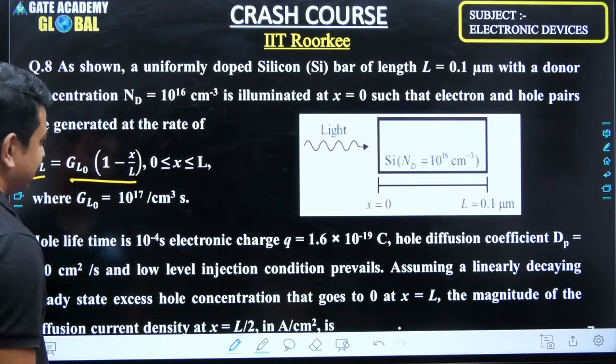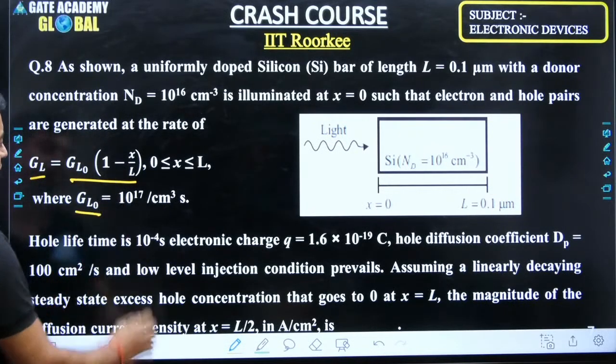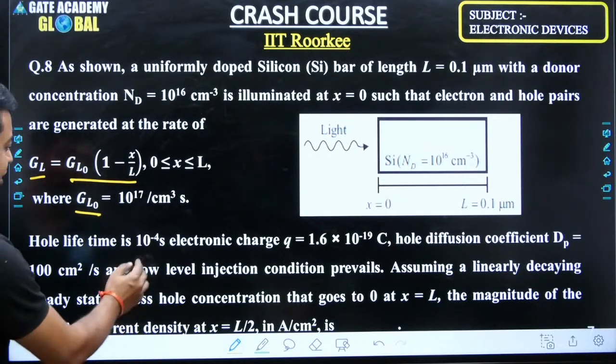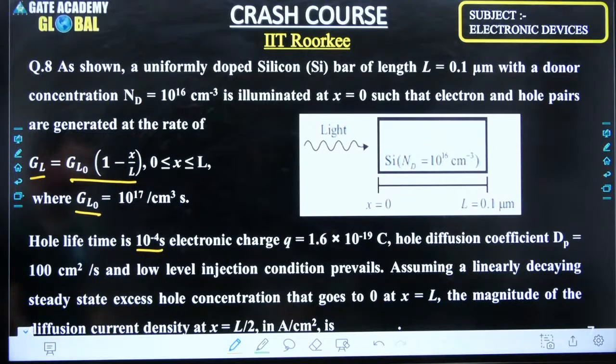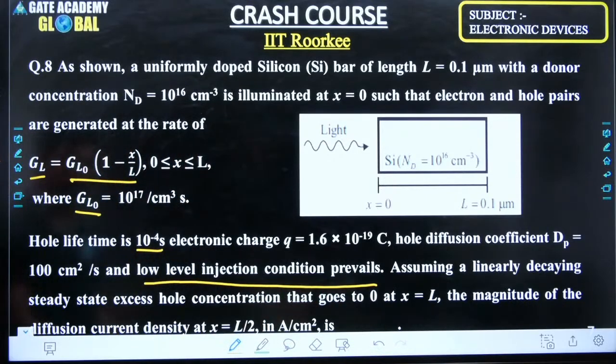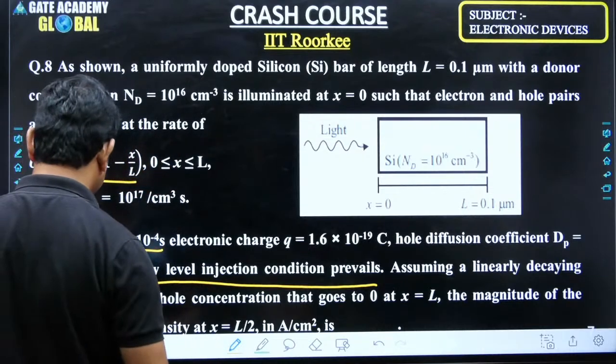What is the meaning of this one? We are going to find out. What is GL naught? GL naught is equal to 10 to the power 17 per centimeter cube. Hole lifetime is 10 to the power of minus 4 second. Electron charge, hole diffusion, everything is given. Low level injection condition prevails. Assuming a linearly decaying steady state excess hole concentration that goes to 0 at x is equal to L, the magnitude of the diffusion current density at x is equal to L by 2 in ampere per centimeter square is to be found. So we have to find the diffusion current density.